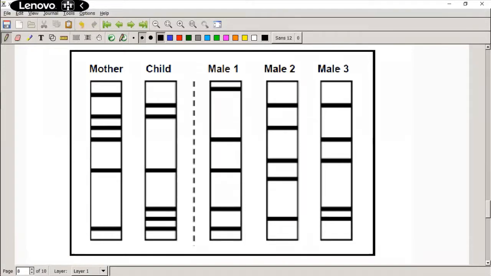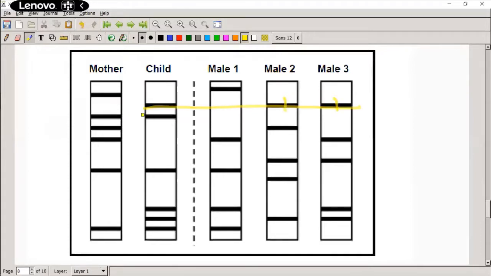Okay, so there's the mommy and child, and again, what we're going to do here is identify the daddy. I'm not even going to go through the questions yet. Let's just finish the diagram, and then we'll do that afterwards. So if it doesn't match mommy, it needs to match daddy. So there's a match to male 2 and male 3.